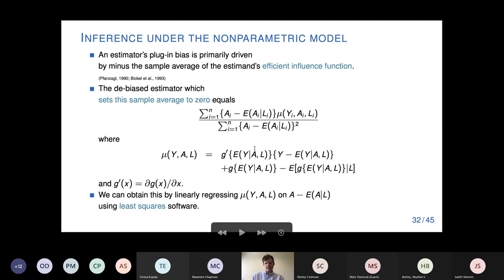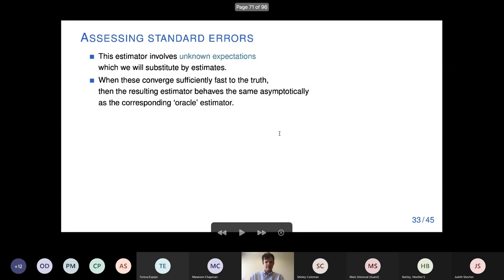This mu term involves calculation of several conditional expectations. But once we've obtained these, and we propose to do this also using data adaptive methods, then the estimator of our target can in fact be implemented using least squares software. So once one has obtained this mu, we can regress it using least squares on this residual for A and ask for there not to be an intercept included. And this is a simple way to implement this method. Now, of course, this estimator involves quite a few unknown conditional expectations, and we're proposing to substitute these by estimates.